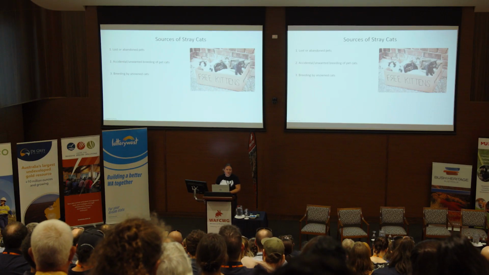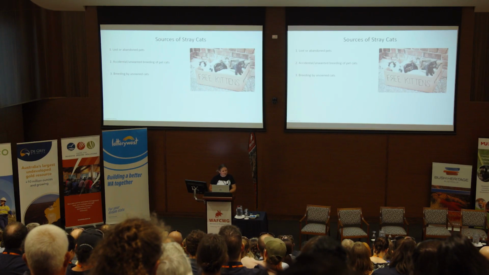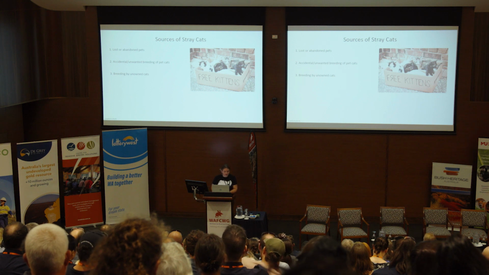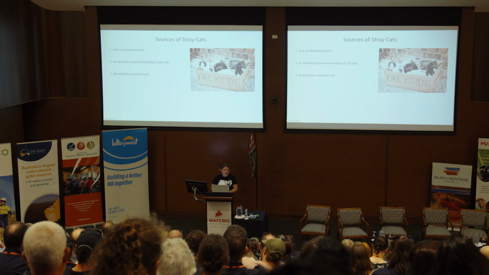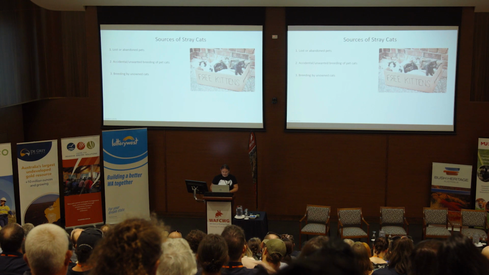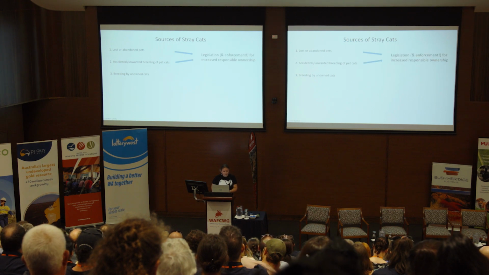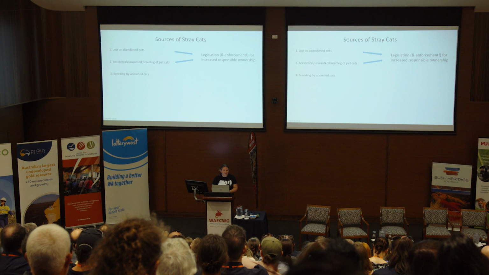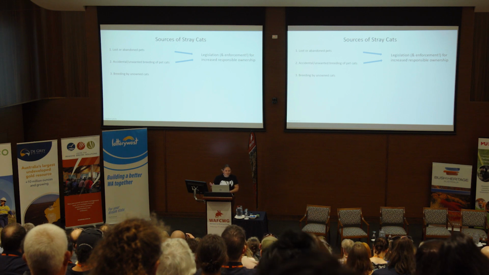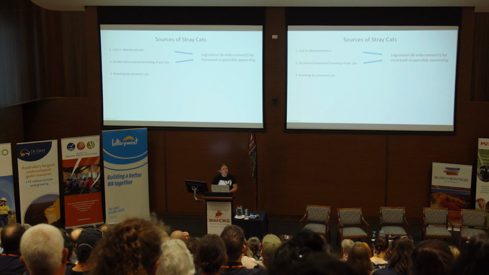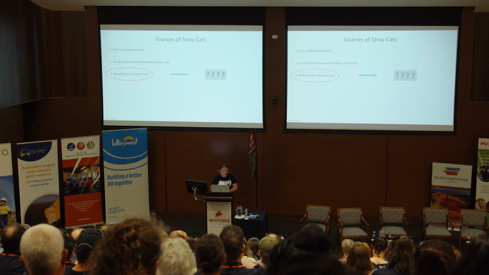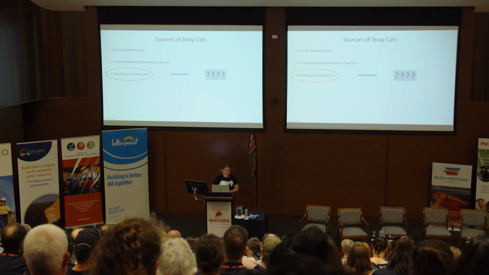There are three main sources of stray cats. First of all, there's lost or abandoned pets, and we have quite a lot of information about that. We have accidental and unwanted breeding of pet cats, and that includes veterinary stakeholders as well, and we have quite a bit of info on that. The first two lend themselves fairly well to legislation, along with enforcement, to target increased responsible ownership. But it's this third source of stray cats, the breeding of unowned cats, that tends to occupy a bit of a grey area.